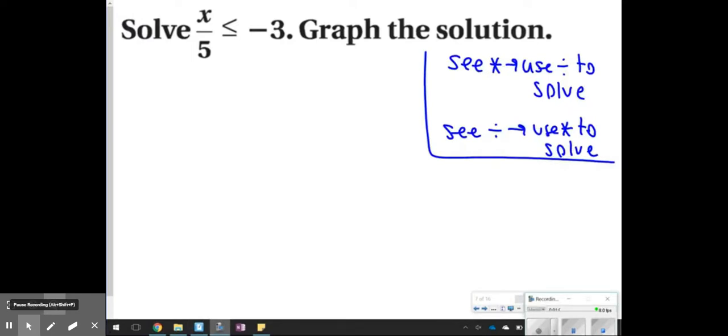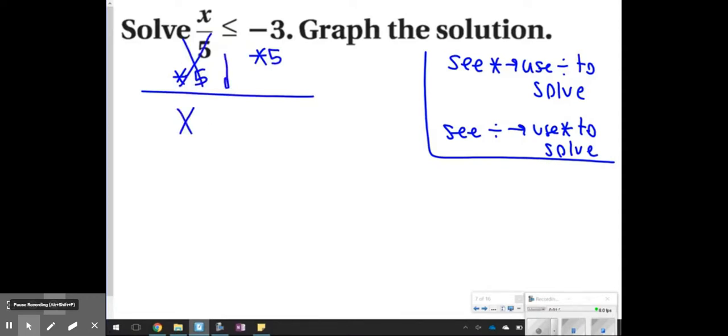If you see multiplication, you're going to use division to solve it. If you see division, you're going to use multiplication to solve it. Since we see division, we're going to use multiplication to solve. So here we go. Whenever we multiply and divide by 5, those are just going to cancel out. So all we're left with is x.